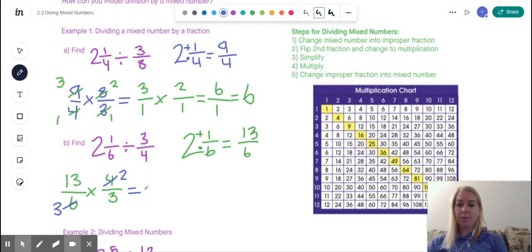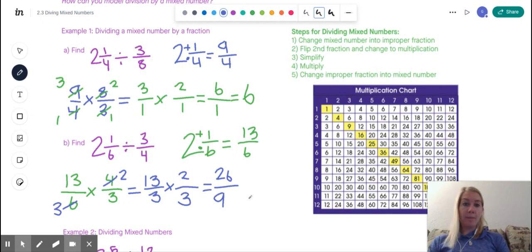Let's rewrite these fractions so it's a little neater. All right, so 13/6 has turned into 13/3. And 4/3 has turned into 2/3. Okay, then we multiply across. 13 times 2 is 26. 3 times 3 is 9.